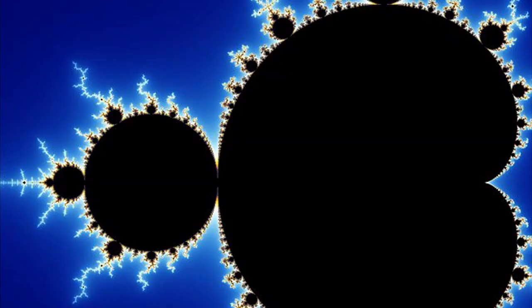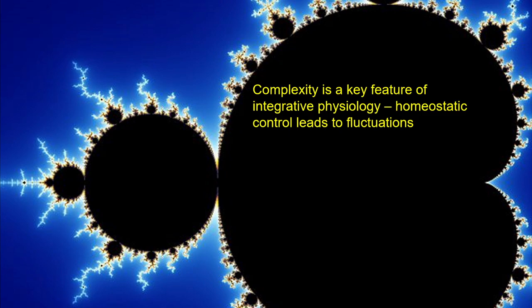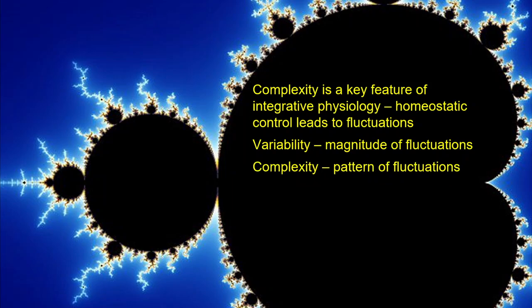So, to conclude, complexity appears to be a key feature of integrative physiology. Homeostatic control necessitates fluctuations, and you can't have control without them. The variability measures that we've made historically quantify the magnitude of fluctuation, so standard deviation and coefficient of variation. They are great to use for understanding some of the structure of the signal, but they don't show you the whole story. Complexity, on the other hand, analyzes the pattern of fluctuations in one way or another, looking at fractal structures or looking at the regularity of the signal.